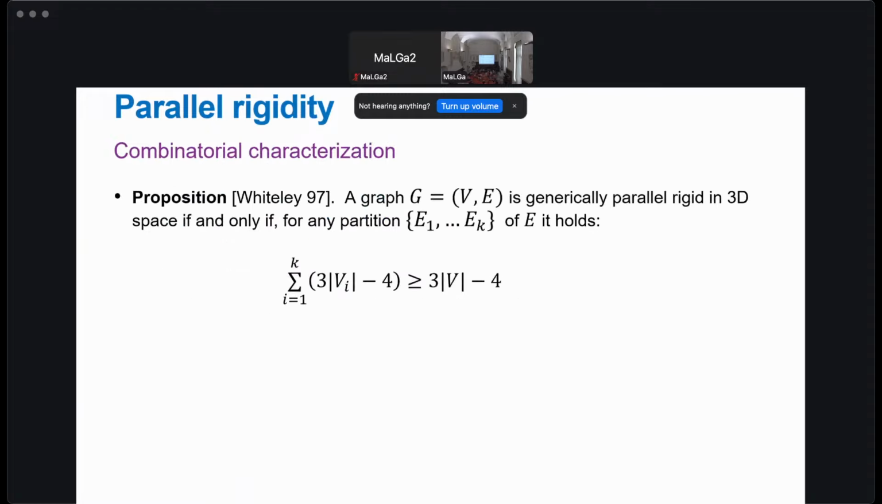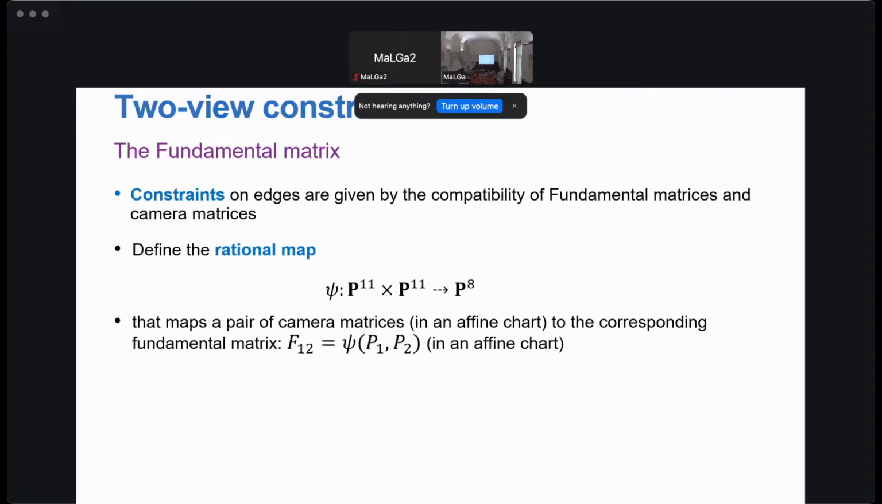And there is also a combinatorial characterization. I don't want to go into the details, just to mention that a combinatorial characterization exists. So an if and only if condition. So going back to our problem, it seems a lot like a rigidity problem where the nodes are cameras and the edges are the constraints between these cameras, in particular the constraints realized by the fundamental matrices.